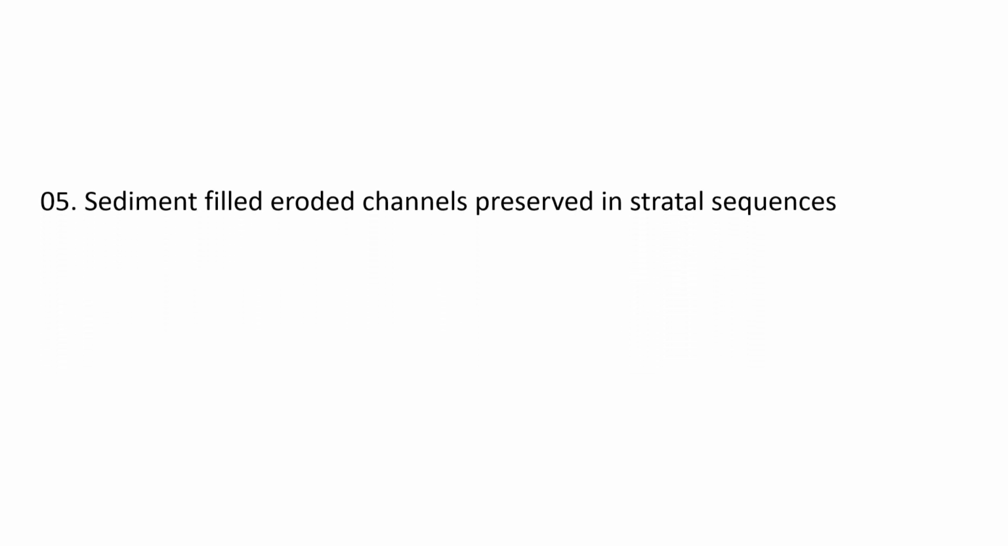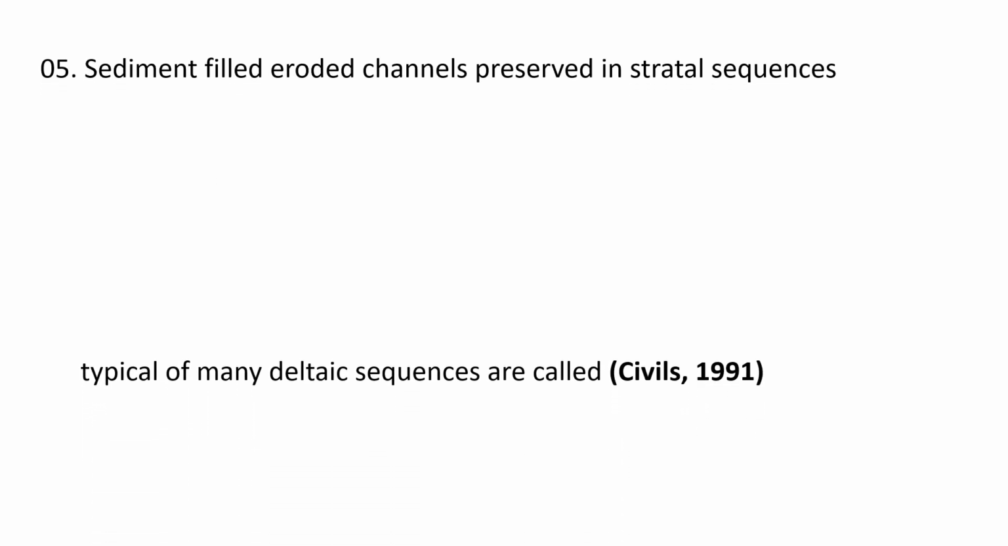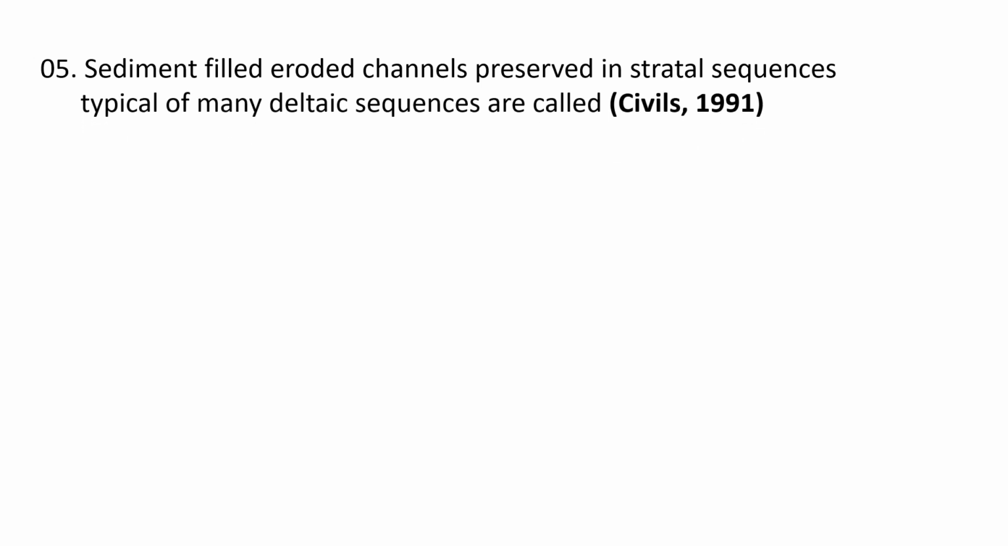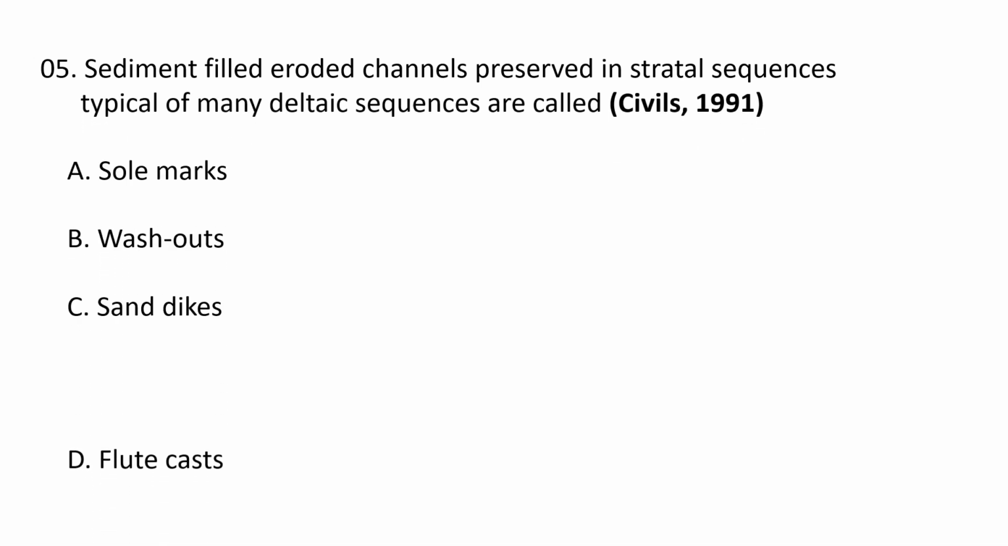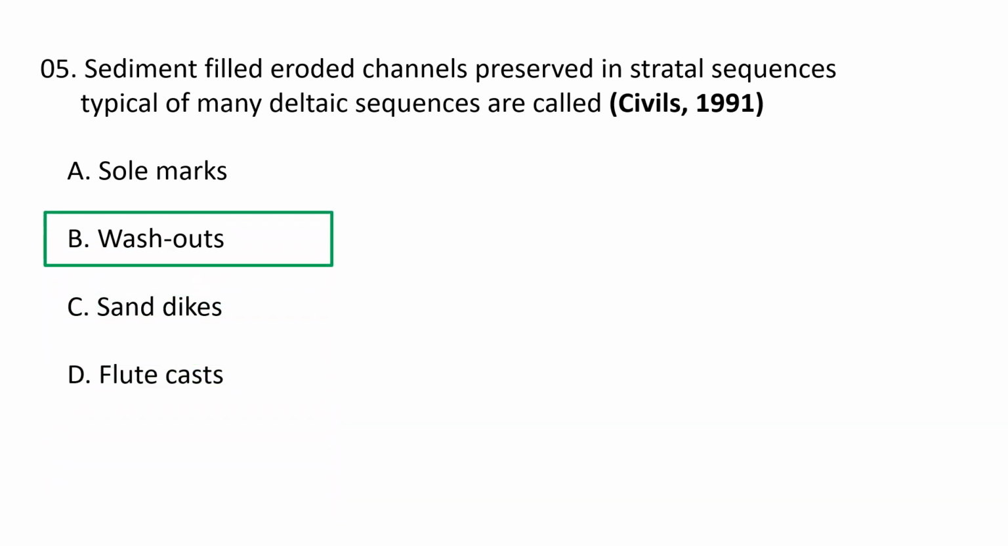Next question. Sediment-filled eroded channels preserved in stratal sequences typical of many deltaic sequences are called: A. Sole marks, B. Washouts, C. Sand dikes, D. Flute casts. So correct answer is B, washouts. These are nothing but the sediment-filled eroded channels preserved in stratal sequences, which are very characteristic of many deltaic sequences.